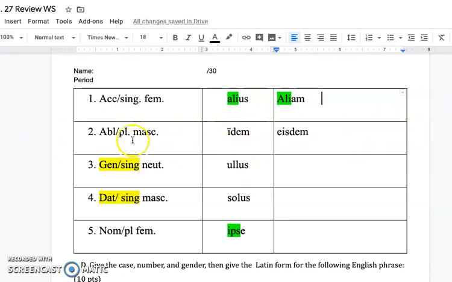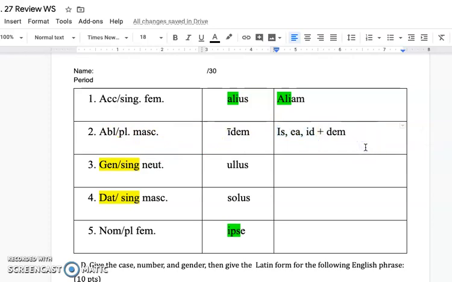I also went ahead and did number 2 with everyone because this word, idem, eadem, idem, is a little bit tricky, okay? This word is a compound word, so we've got is, ea, id that we're used to, and then we're going to add a suffix dem. So when I am looking for the ablative plural masculine, the first thing I need to do is find the ablative plural masculine form of is, ea, id.